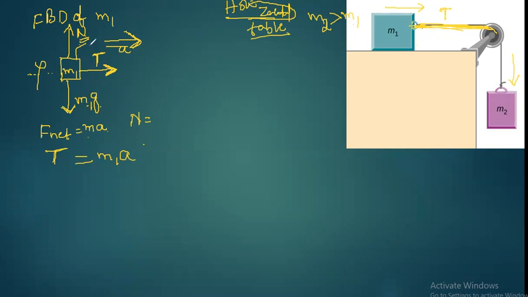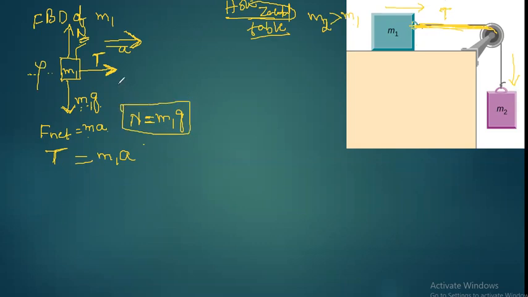So when the body is not moving in the vertical position, what do you say? The upward force is equal to downward force, right? So can I say N is equal to M1G? There is no vertical motion, vertical motion is absent. So that's why the upward force is balanced with the downward force. That's why N is equal to mg. This is a very important concept.